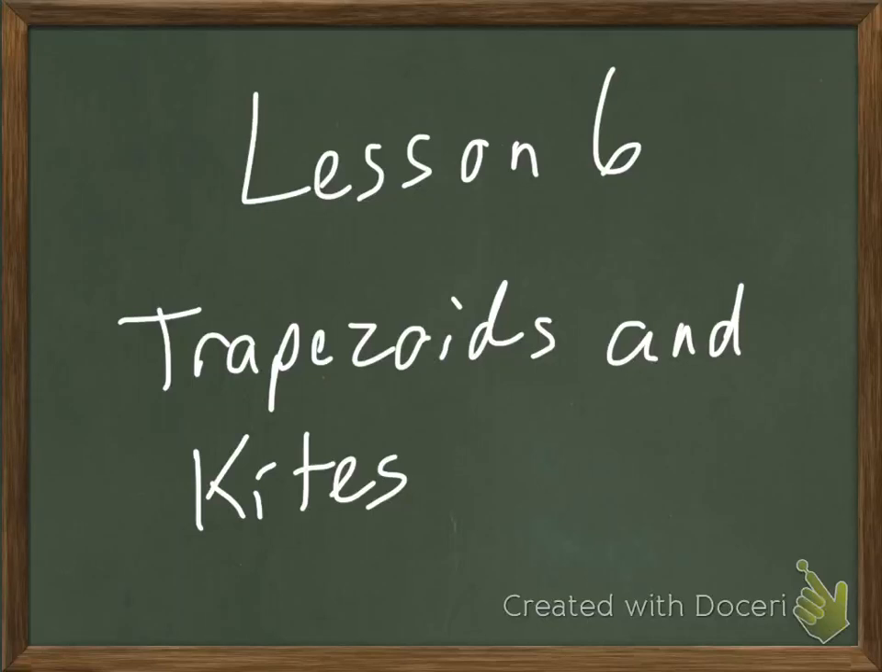Welcome to Unit 3, Lesson 6, Trapezoids and Kites. Now we're going to talk about some more quadrilaterals.